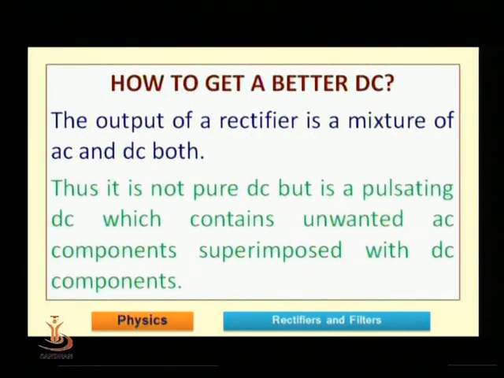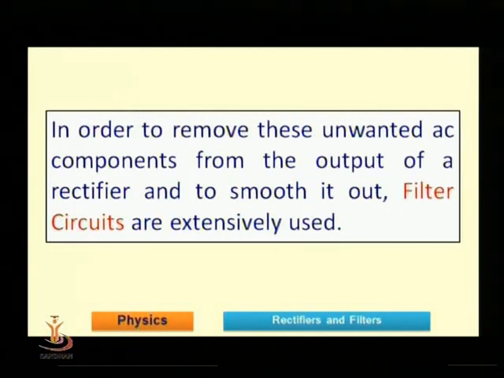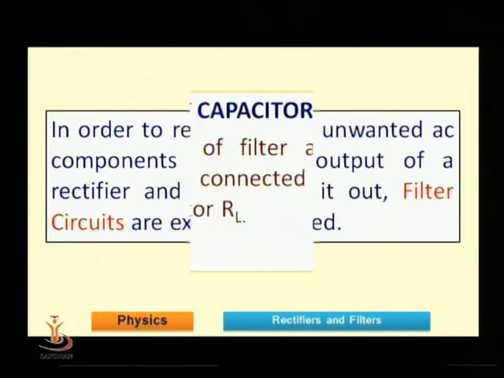Now, how to get a better DC? The output of a rectifier is a mixture of AC and DC. As I told you, a rectifier does not convert 100% AC into DC. Thus, it is not pure DC, but a pulsating DC which contains unwanted AC components superimposed on the DC components. So, in order to remove those unwanted AC components from the output of a rectifier and smooth it out, filter circuits are extensively used.